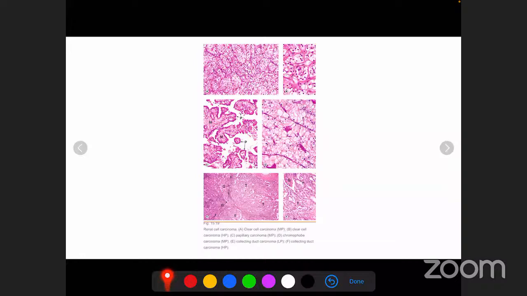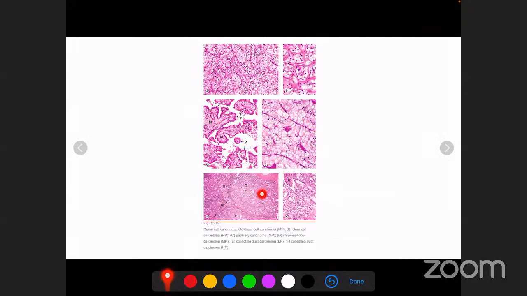Then we have the third type, which is the chromophobe carcinoma. This chromophobe carcinoma is composed of sheets of malignant epithelial cells. Now they have a pale cytoplasm. The characteristic of this chromophobe carcinoma is that the cells have pale cytoplasm and you can draw the boundaries of these cells. They have prominent cell boundaries like plant cells. And they have a relatively poorer prognosis. And the last category is the collecting duct carcinoma.